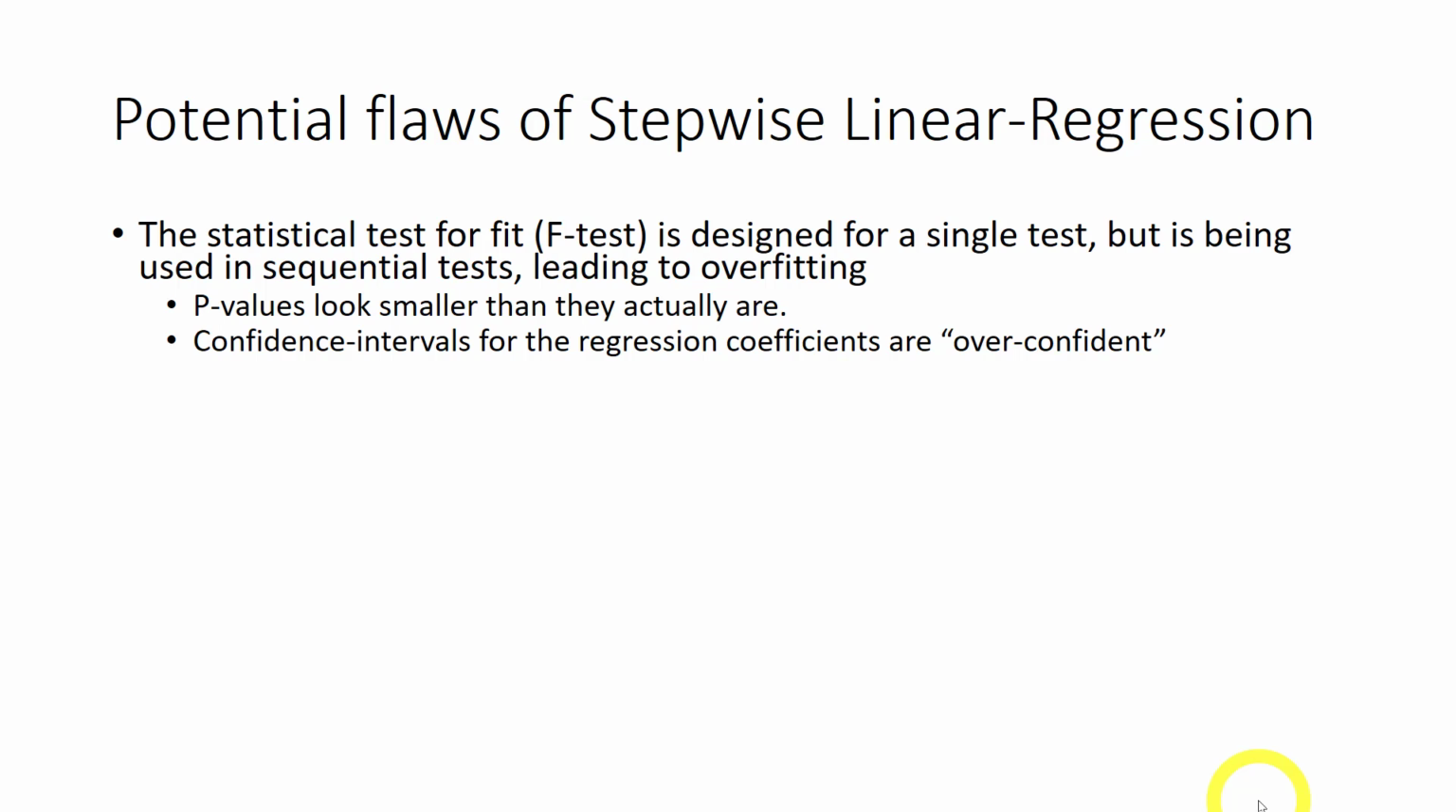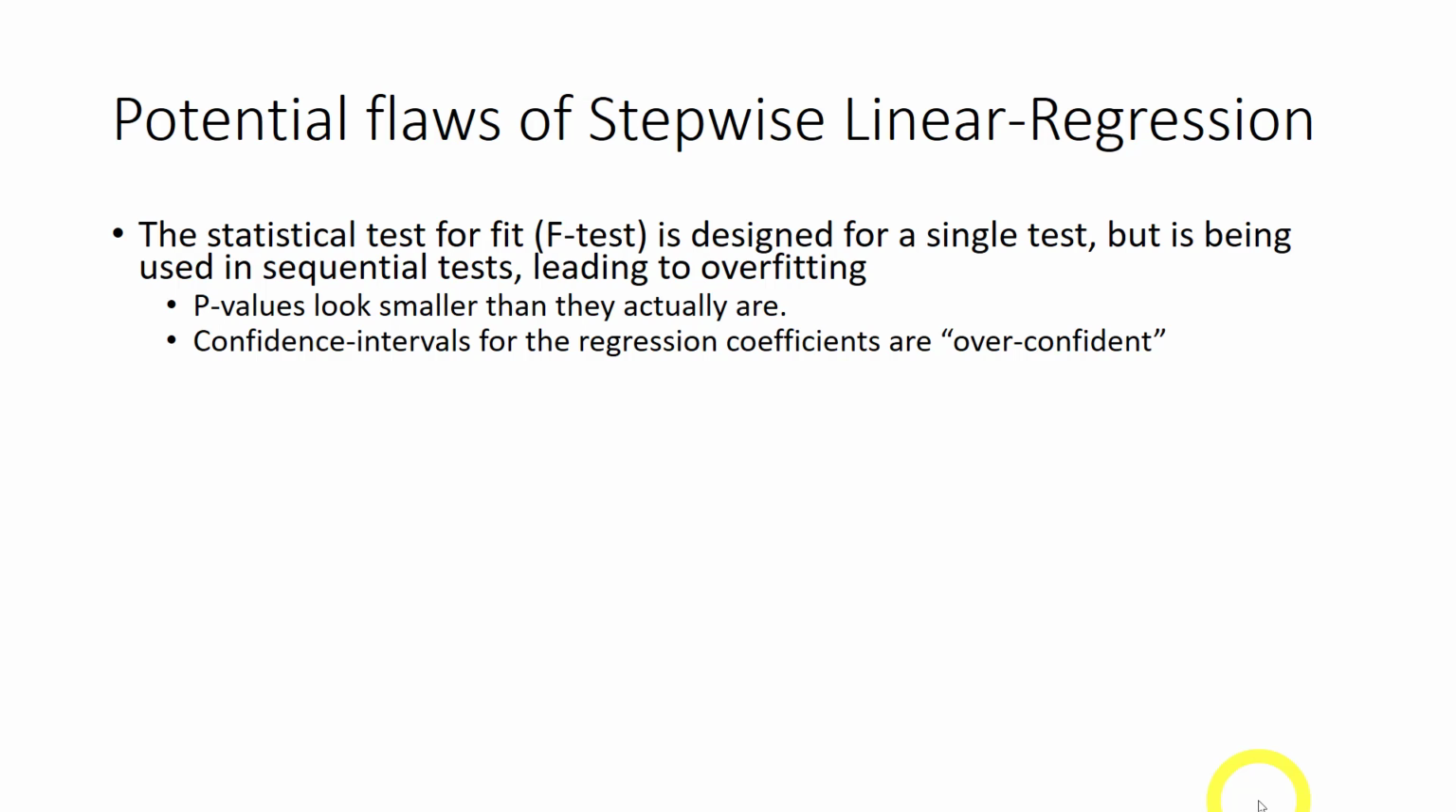And the problem there is that the F test is designed for a single test. You're testing whether this model produces statistically significant improvement in fit or not. So it's a test designed for a single test. But in the stepwise linear regression, the test is used sequentially, testing multiple predictors in sequence. And because of that, it leads to overfitting. The p-values, statistical significance, look smaller than they actually are.